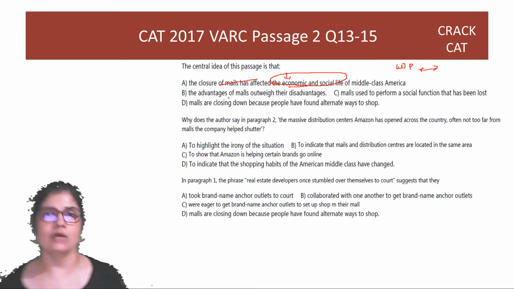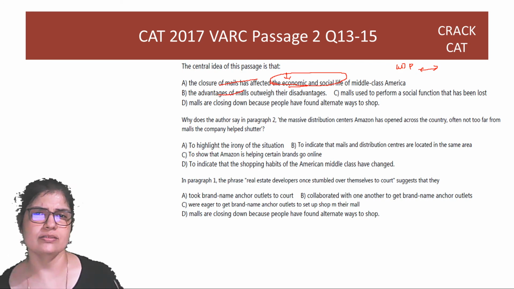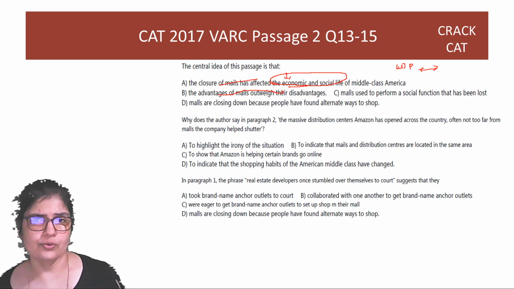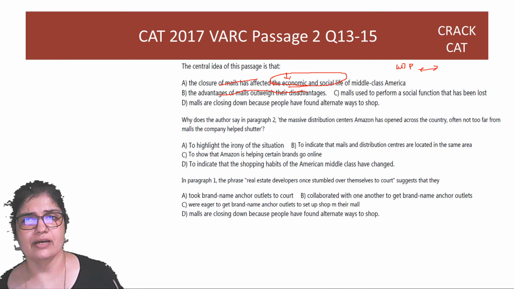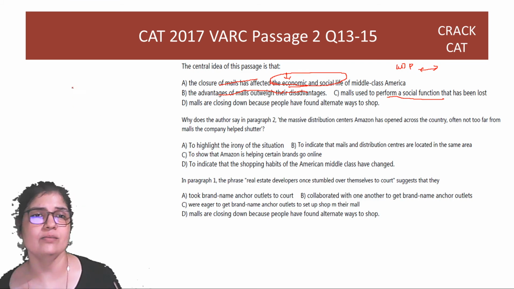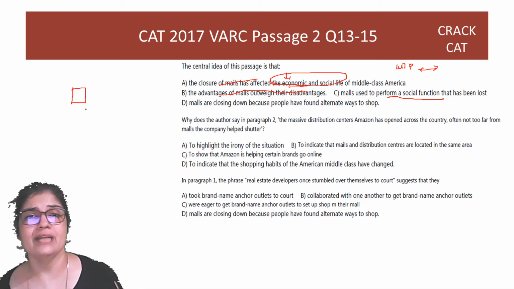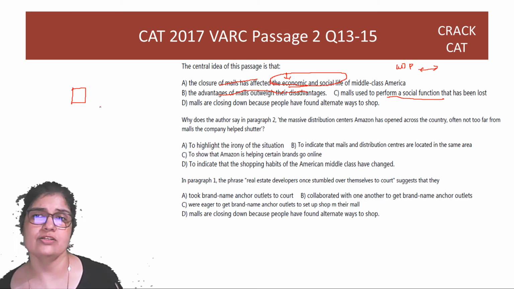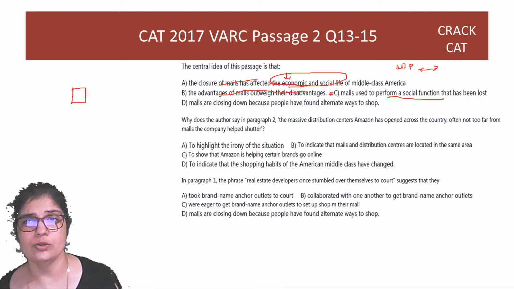Advantages of malls outweigh the disadvantages. Is that what this is saying? No, right? There are disadvantages, there are advantages. Malls used to perform a social function that has been lost. This is what it's about, right? That the mall is a gathering place. And now this social interaction is no longer there, so malls are also getting lost. People are just busy on apps and with their second jobs. So C is looking good.